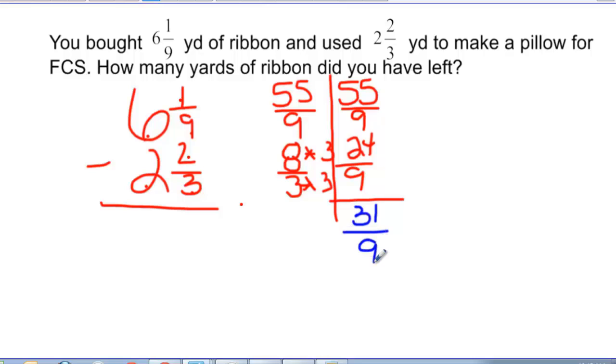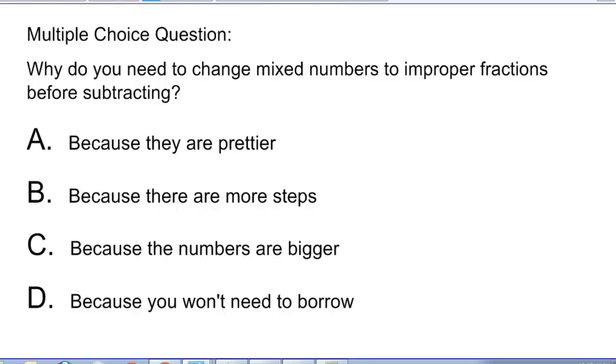And now I'm at my final step where I have to simplify. And once again, I'm lucky I don't need to simplify the 4/9. That's already simplified. So 3 4/9 yards of ribbon is how much I would have left over after I made this pillow. And here's a multiple choice question. Why do you need to change mixed numbers to improper fractions before subtracting? So go ahead and pause the video and answer this question.